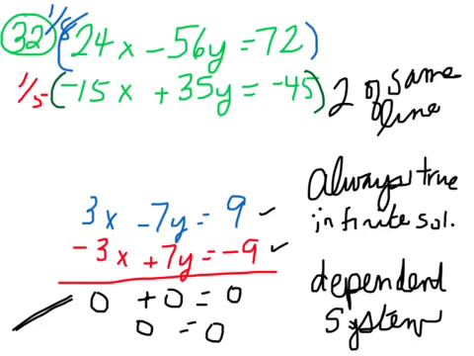So every point on the line is a solution, and there are infinite points on a line, therefore there are infinite solutions. Problem 34 has similar numbers, so we can think of it similarly, but I'm going to show you that something totally different happens. On problem number 34, you have the same kind of numbers going on. We have 24x minus 56y is 72.